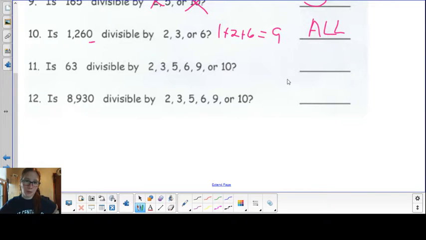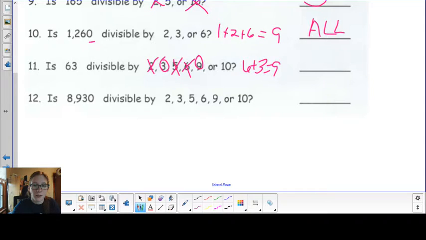63, divisible by 2, 3, 5, 6, 9, or 10? Okay, well it can't be 2 because it's not even. And if it can't be 2, then it cannot be 6. Process of elimination. 6 plus 3 is 9, so we have the 3, and 9 is also divisible by 9, so we have both of those. It does not end in a 5, and it does not end in a 0. So we get 3 and 9.